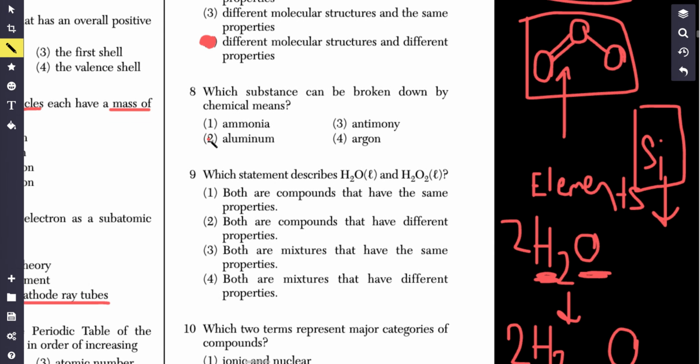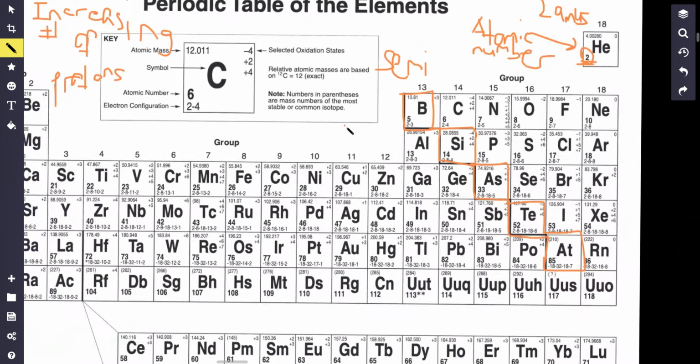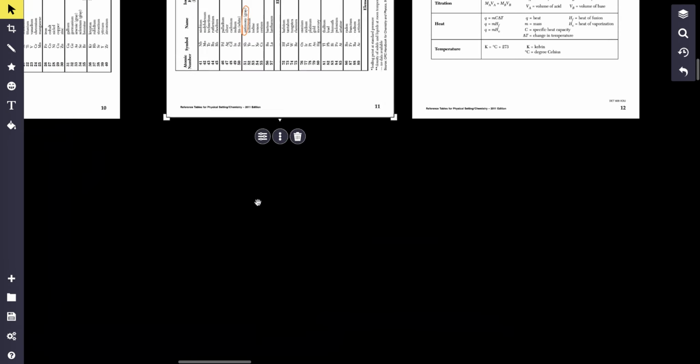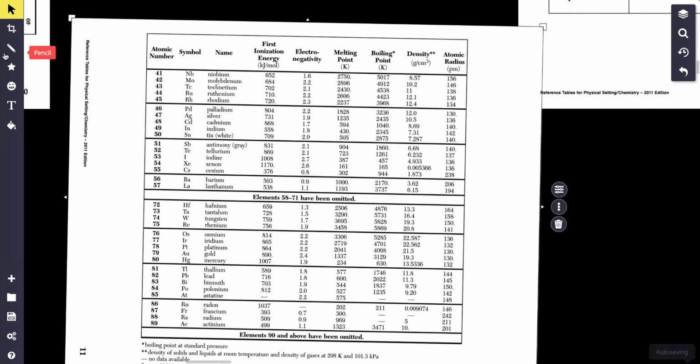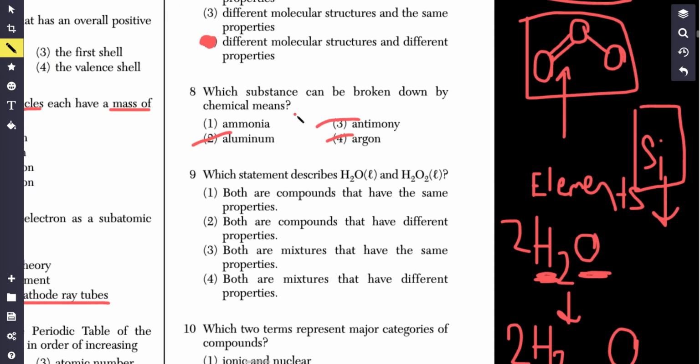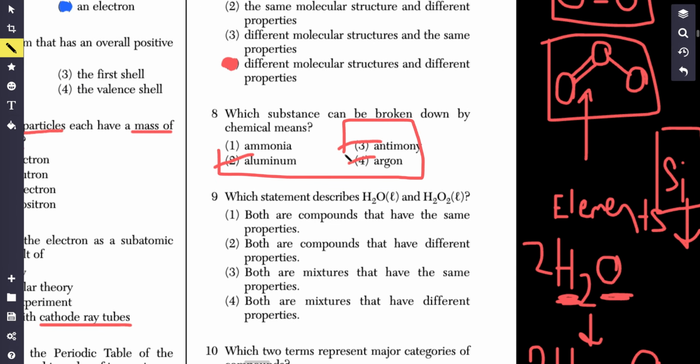You have aluminum, you have argon, and you have antimony. All right, but you see, antimony is right over here. Let me just flip this. My bad. But notice how antimony is element 51, right? It's element 51. And notice how all of these answer choices are elements.